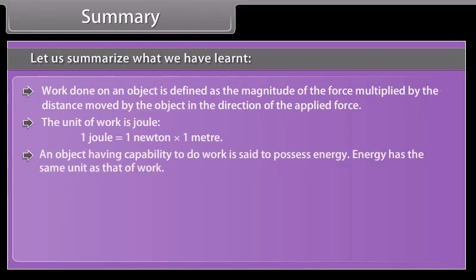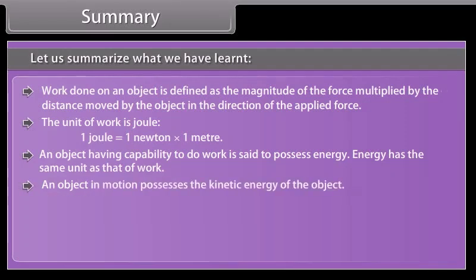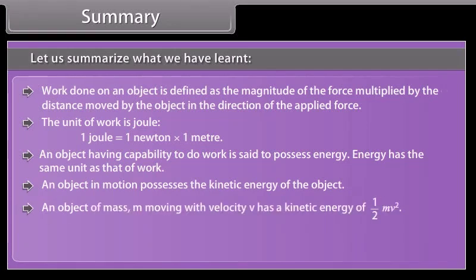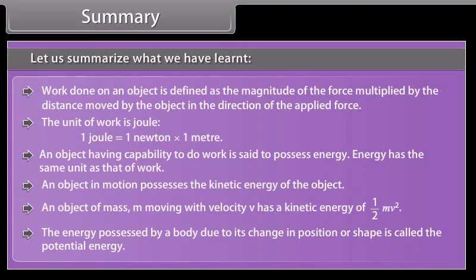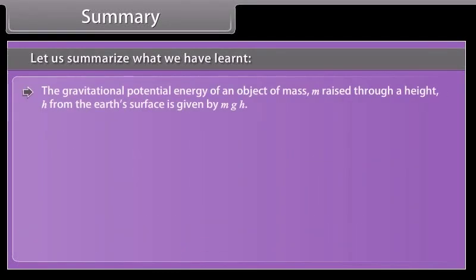An object having capability to do work is said to possess energy. Energy has the same unit as that of work. An object in motion possesses kinetic energy. An object of mass m moving with velocity v has a kinetic energy of 1/2 mv squared. The energy possessed by a body due to its change in position or shape is called the potential energy. The gravitational potential energy of an object of mass m raised through a height h from the Earth's surface is given by mgh.